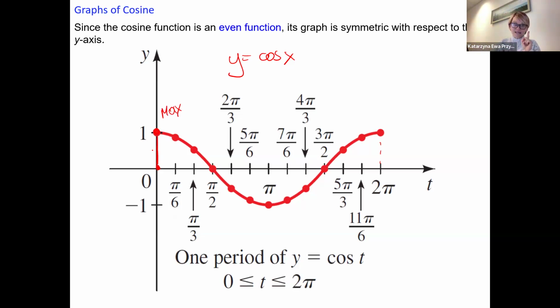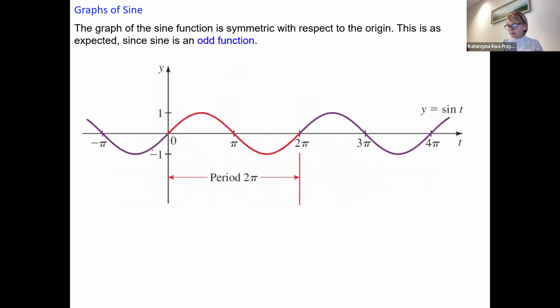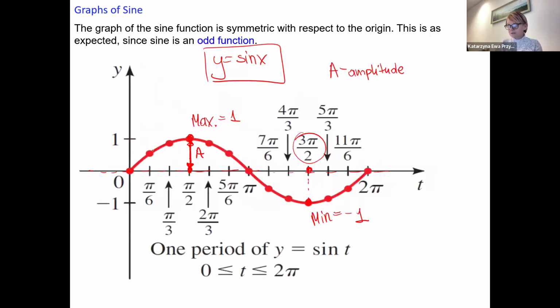That means sometimes this is helpful for some application. Let me come back to the sine. Actually, this is also sine. We can see the maximum, it's actually shifted.